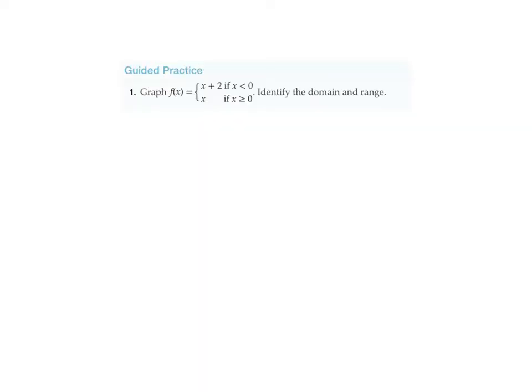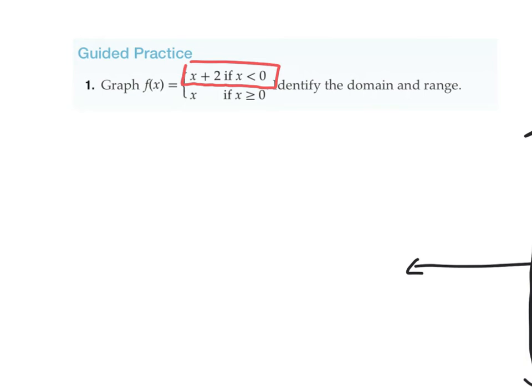All right, let's look at our next one. Again, we're graphing our piecewise function. So we start with our first piece. We have x plus 2 if x is less than 0. So what's the first thing we need to plug in here? Remember, we always plug in the number that's given. So it gives us 0, so we plug in 0.